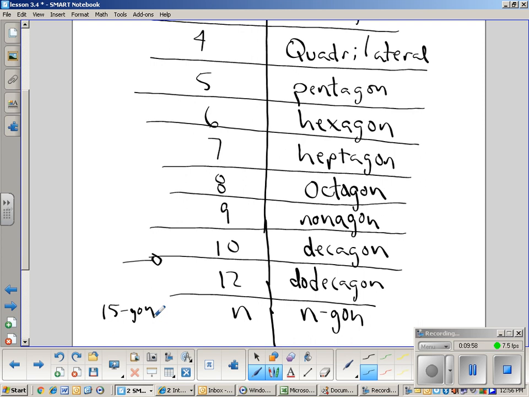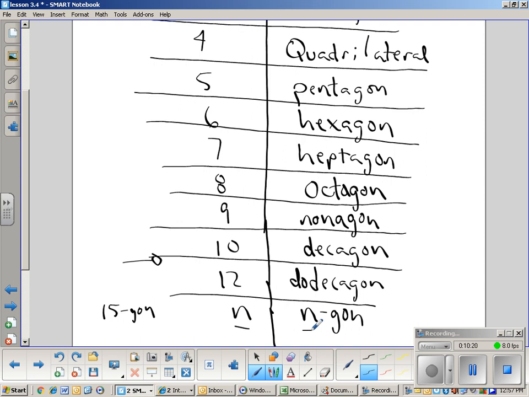Yep, dodecagon. D-O-D-E-C-A-G-O-N. Okay? Is that 11 at the end? This is an N and an N-gon.